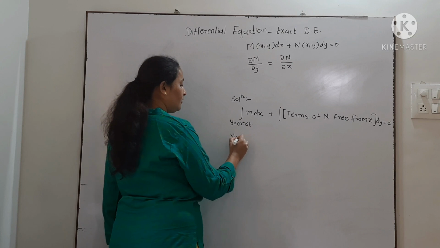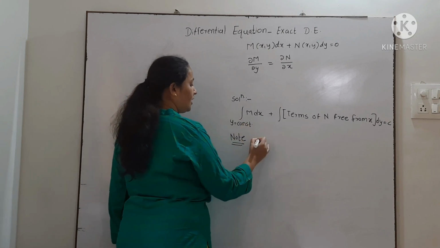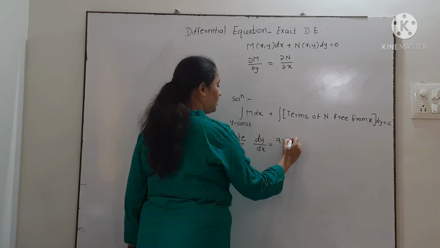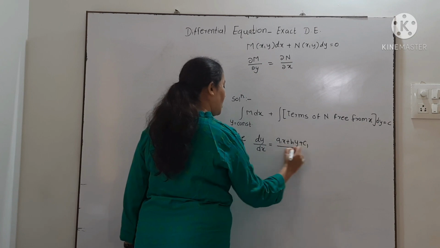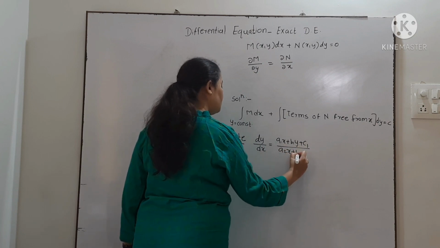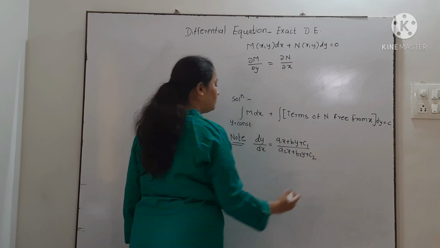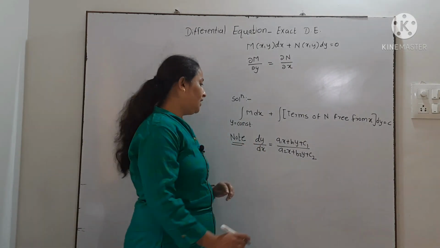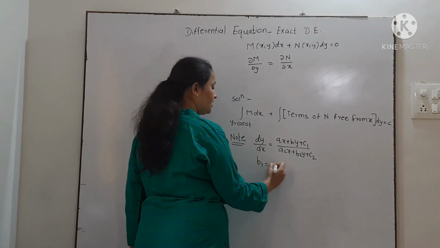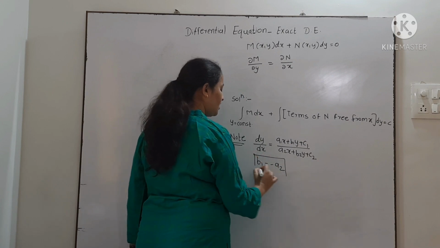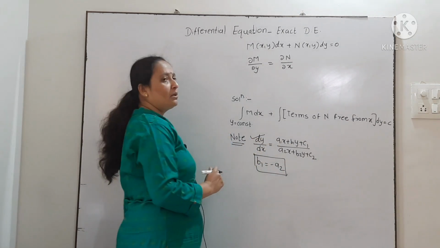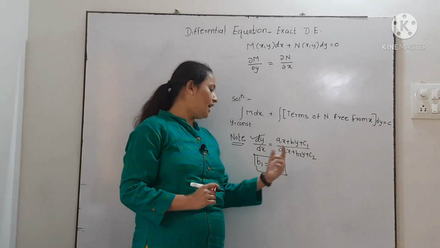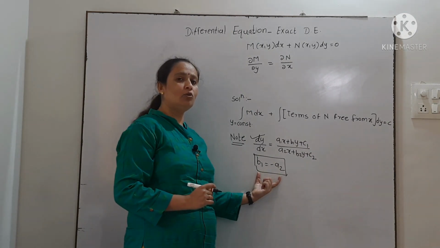Then one more thing, we can write down one note over here. The equation dy/dx equal to (a1x + b1y + c1)/(a2x + b2y + c2), if you see the previous video, you will observe that this is nothing but a non-homogeneous differential equation. And in this, if you have b1 equal to minus a2, then this equation becomes exact.